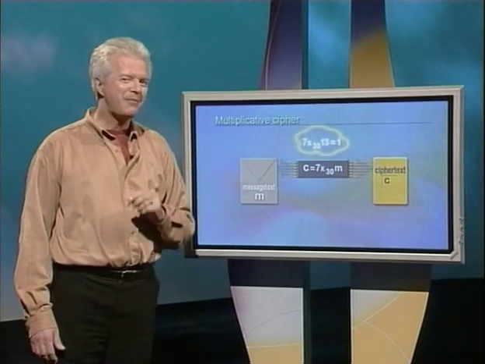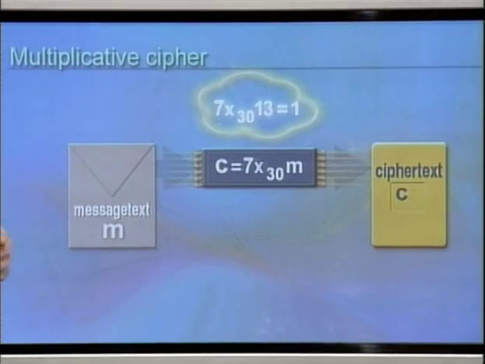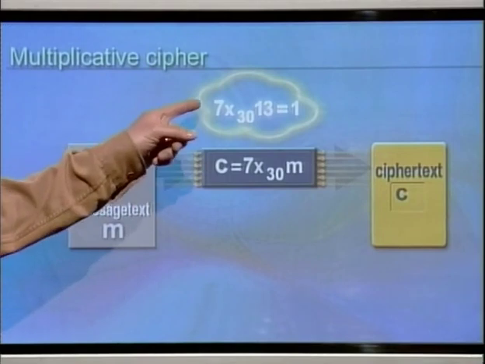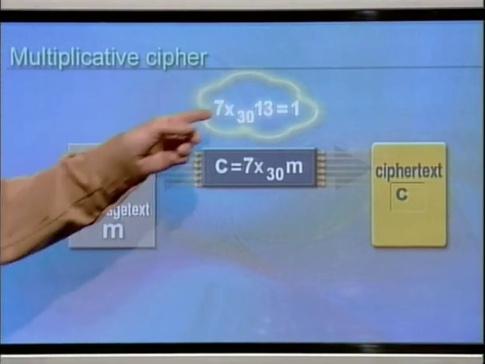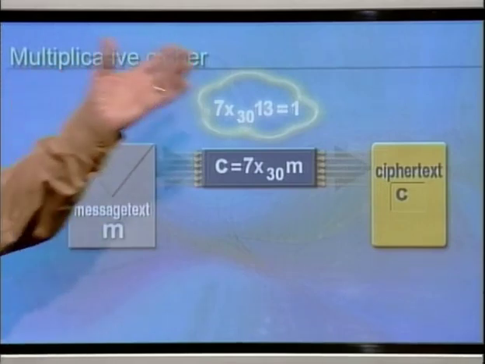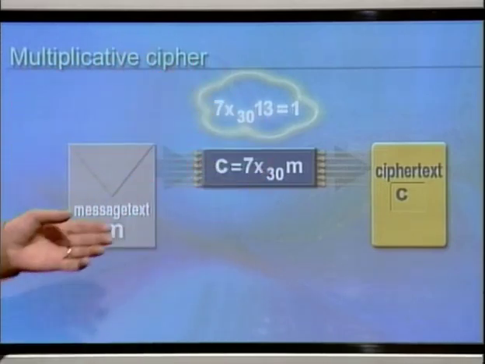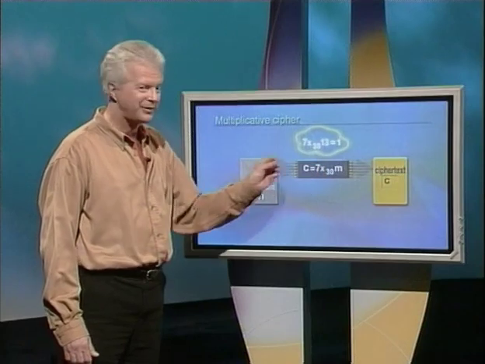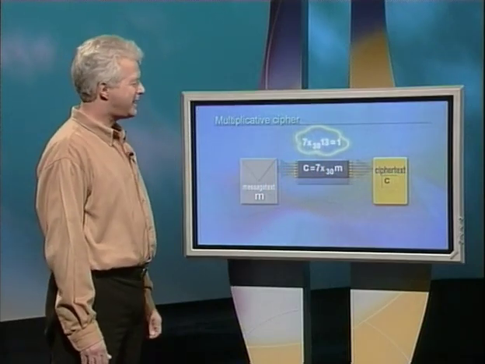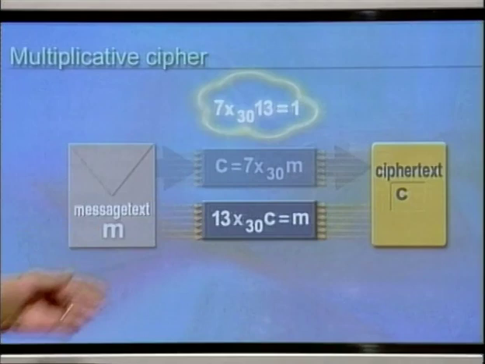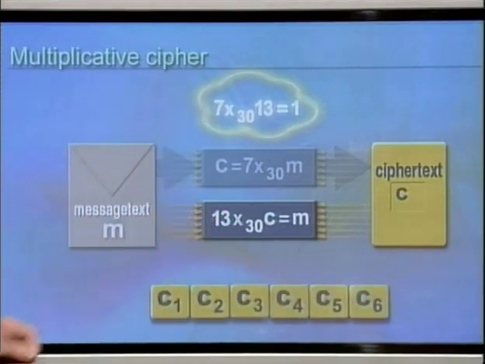Now, you probably remember an equation we saw just a few moments ago. 7 times 13 mod 30 is 1. This means 7 and 13 are multiplicative inverses under mod 30. And this is a multiplicative cipher. So if we have enciphered using 7, we decipher using the 13. So to decipher, we multiply each element in the ciphertext by 13.